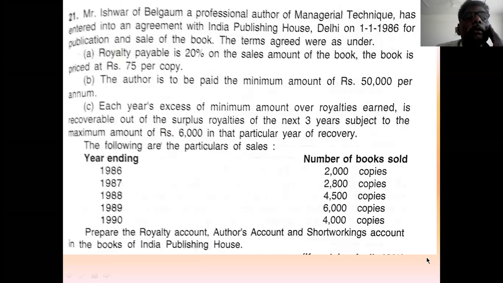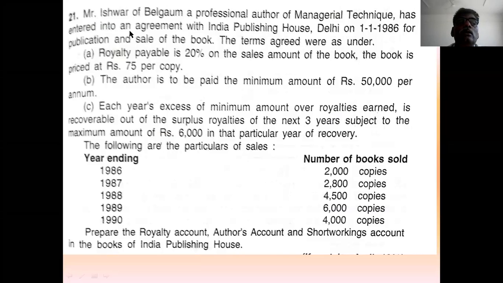Okay, today we see exercise number 21. You see here, Mr. Ishwar of Belgaum, a professional author. Ishwar of Belgaum is an author. He is the author of Managerial Technique.